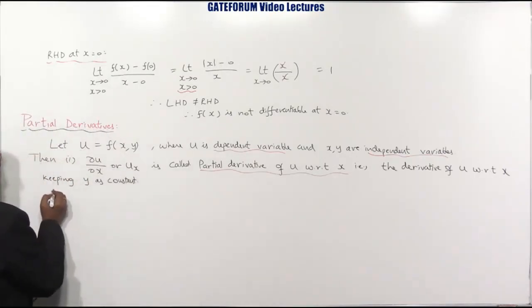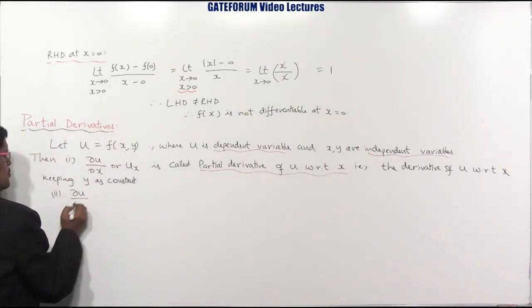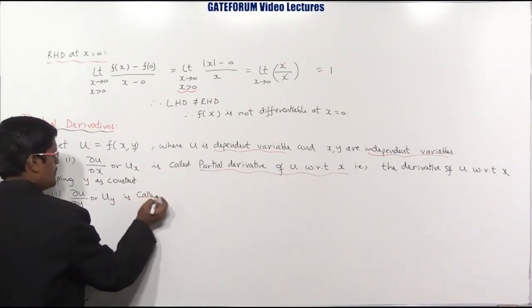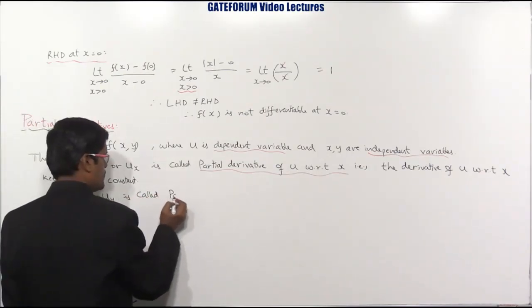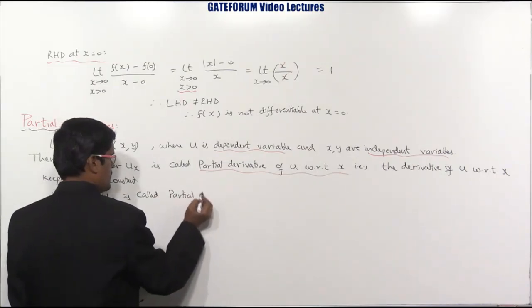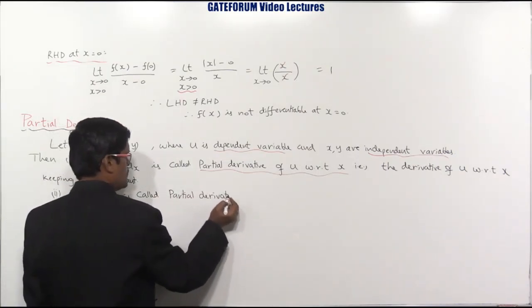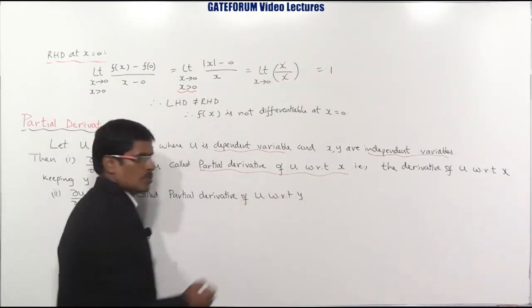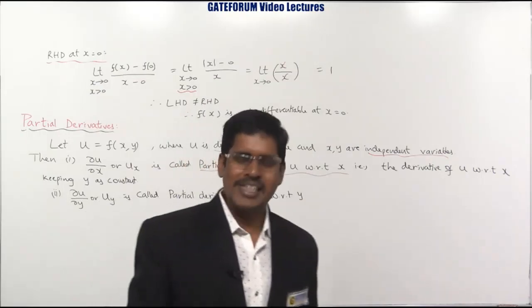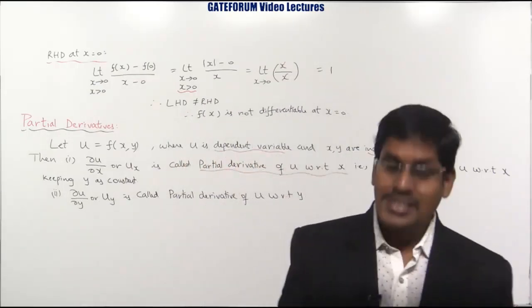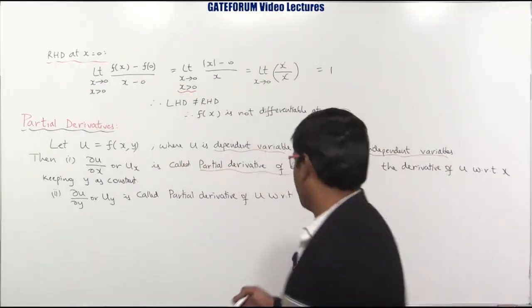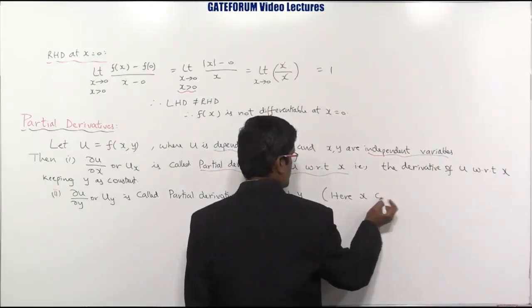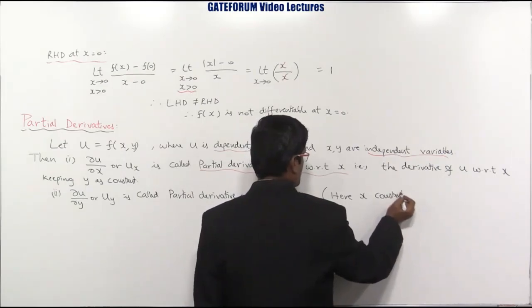Number 2, dou u by dou y or u suffix y is called the partial derivative of u with respect to y. Here we are differentiating u with respect to y, keeping x as constant. Such a derivative is called the partial derivative of u with respect to y. Here x is constant in this case.